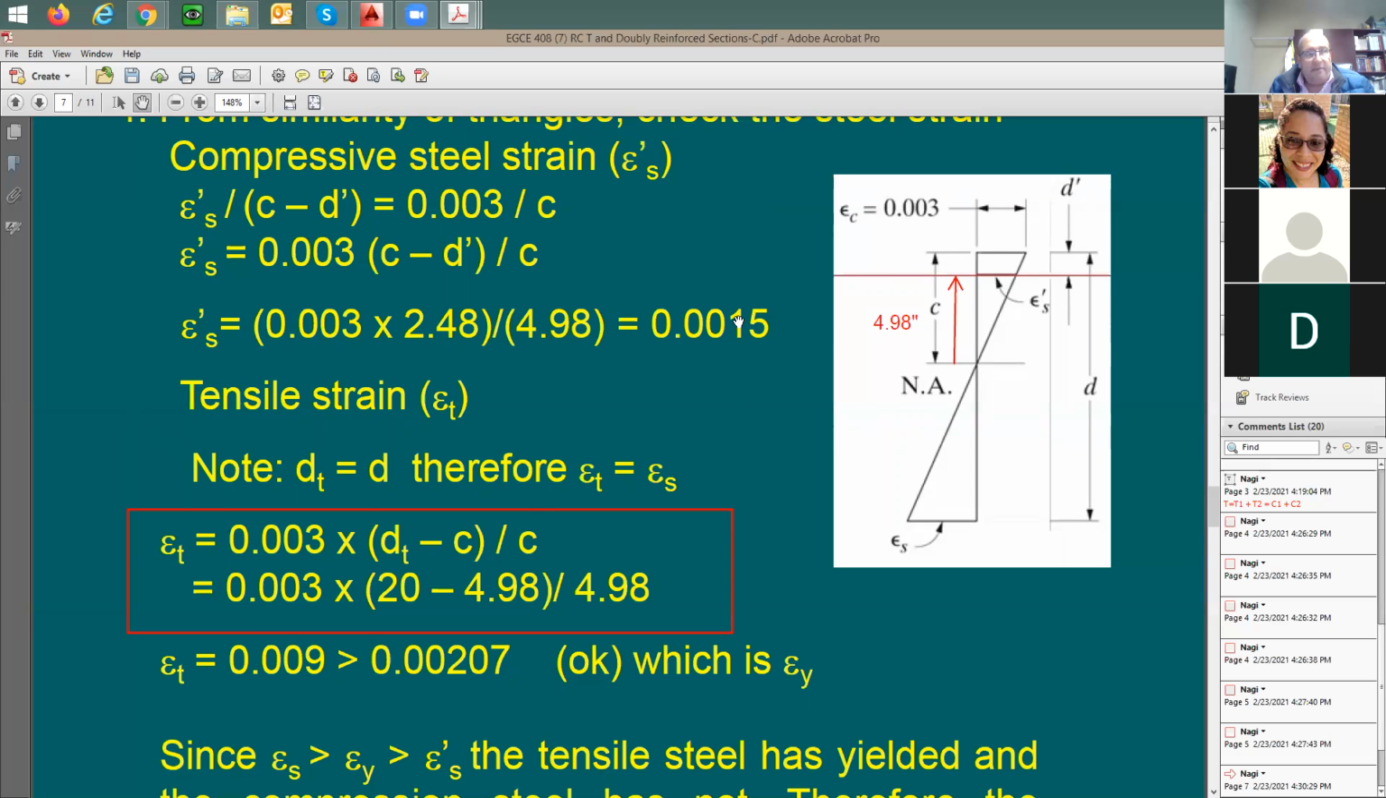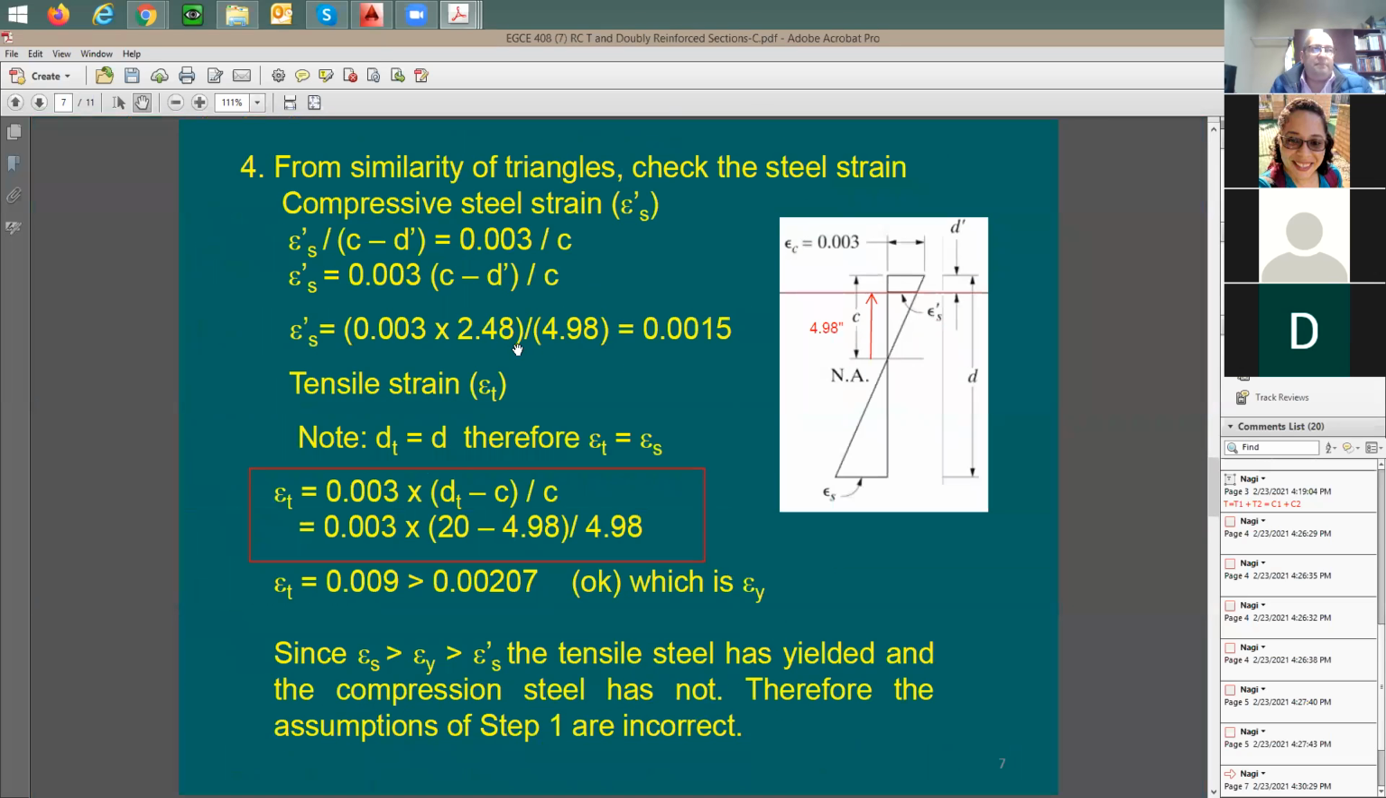Can you explain one more time why we want both sets of steel to yield? Yeah, very good question. Thank you.